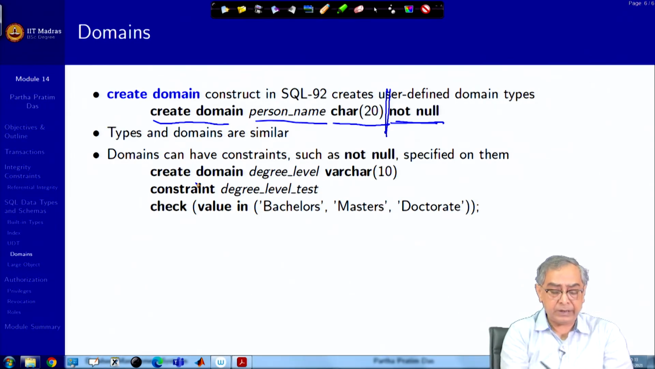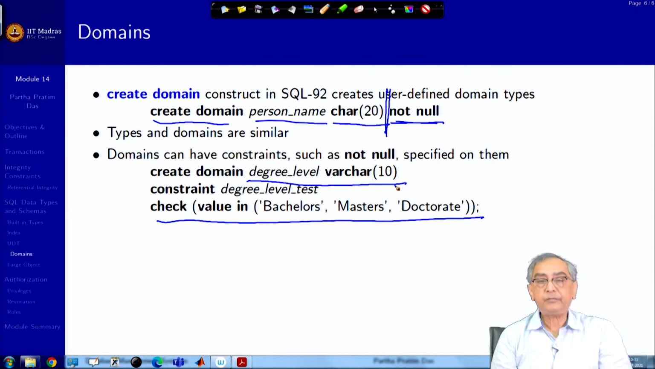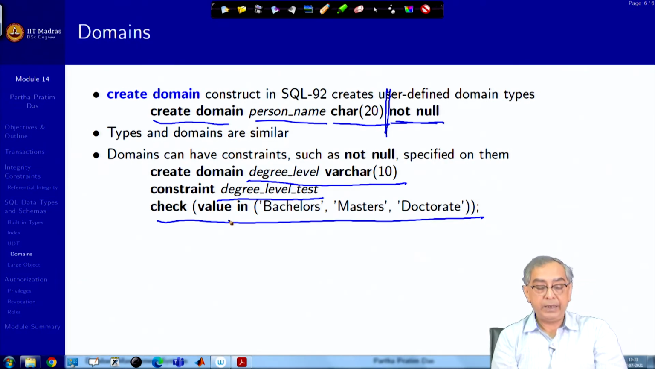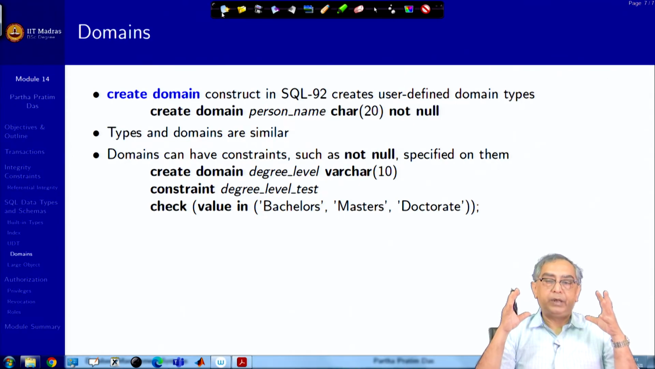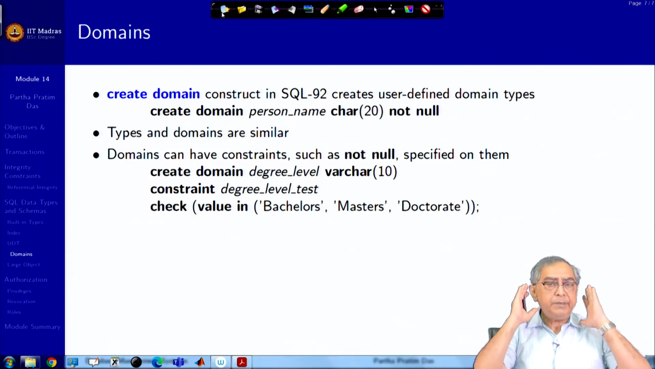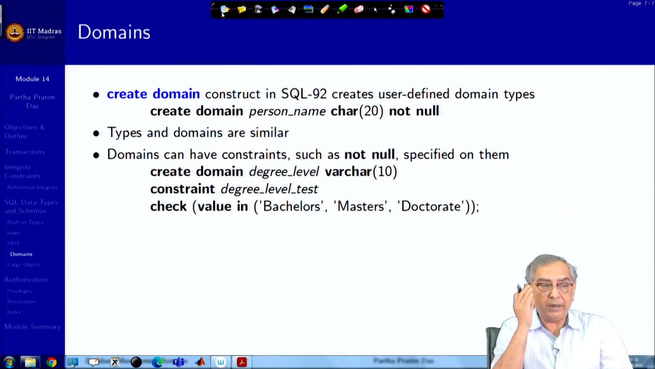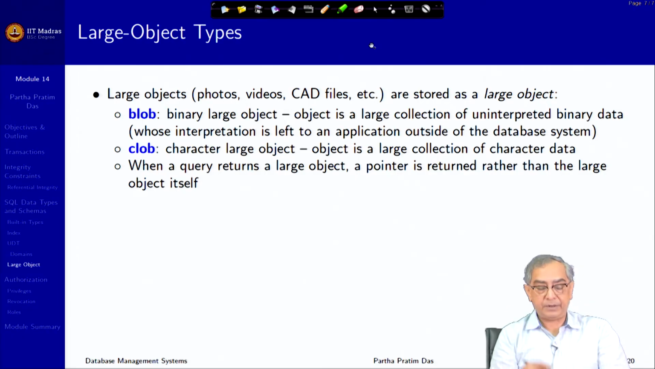It can also have a check constraint. So you can say degree level varchar 10, and the constraint that you are putting on this is that the degree has to be one of these three. So domains become very useful in creating constrained data types in SQL and giving them a name which can be consistently used all across your database design. This not only makes it semantically clear, but makes it very convenient for programming. So you can think of these as reusable data types.